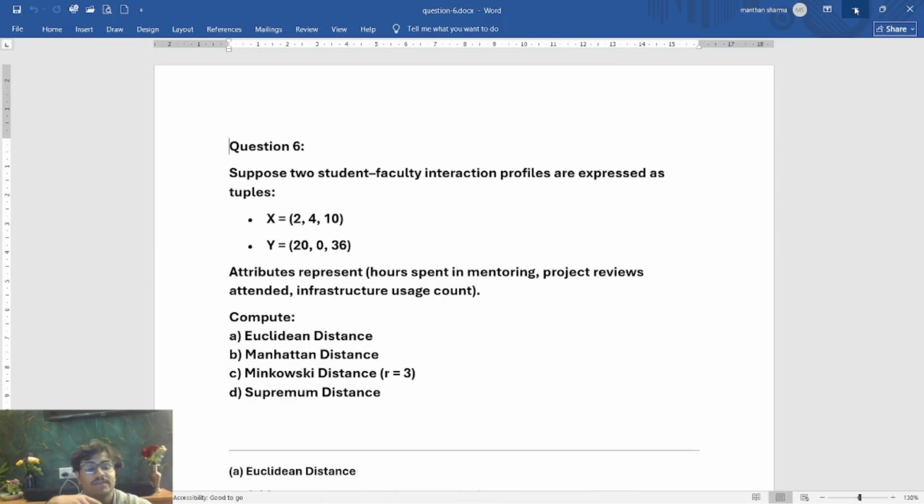So let's get started. We have two profiles, x equals 2, 4, 10, and y equals 2, 0, 36. Each of these three values represents hours spent in mentoring, project review attendance, and infrastructure usage count.